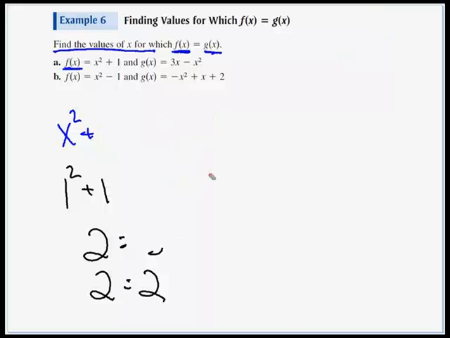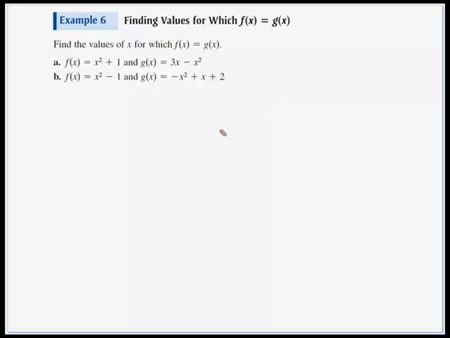And again, we don't have to check these. You can on a test or a quiz or in your homework just to make sure your answers do in fact work. If you do make a mistake, that is one way to catch it. The next one will be a little trickier. We're just setting f of x equal to g of x. So we're going to set these two functions equal.